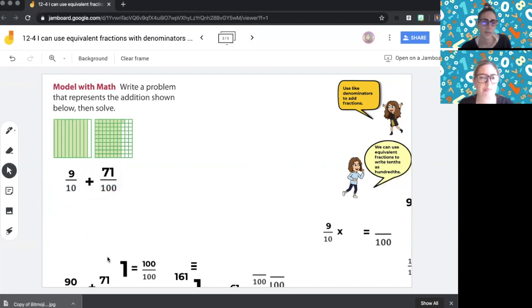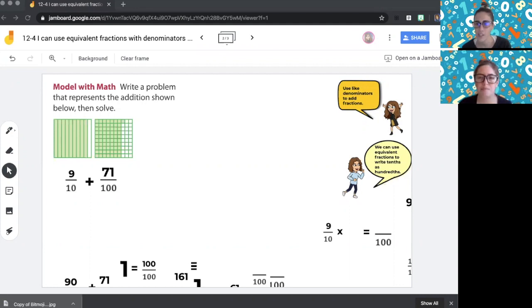Perfect. Can we add these two fractions together? I don't think we can because we don't have the same denominators. Wait, our Bitmojis have a message for us. Oh, my Bitmoji says that you can use like denominators to add fractions.